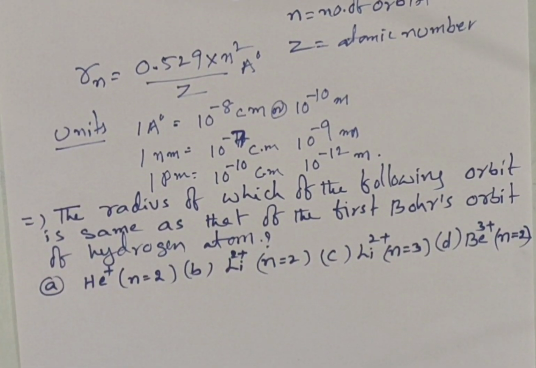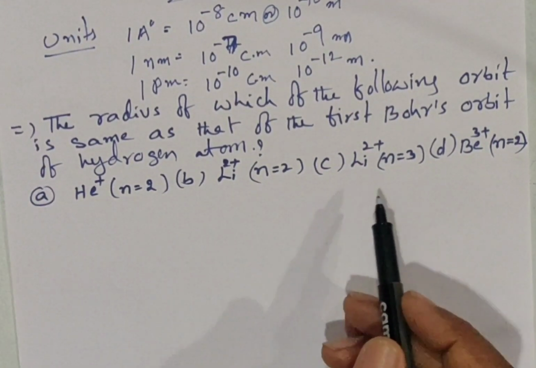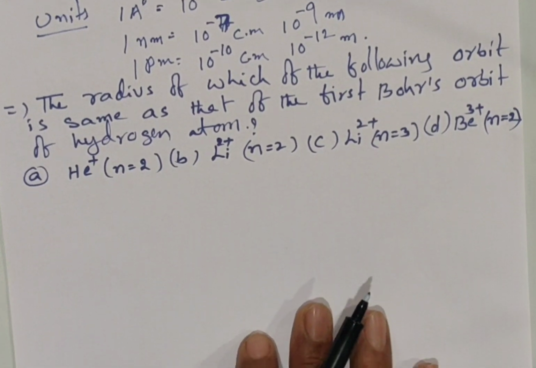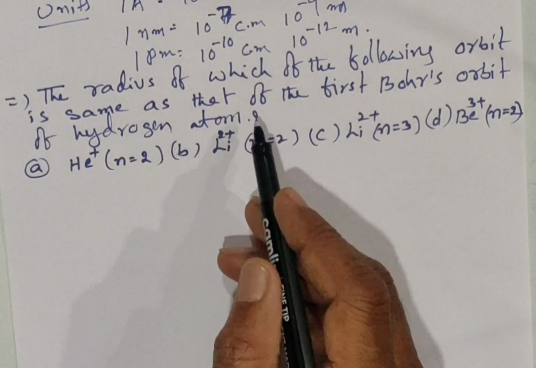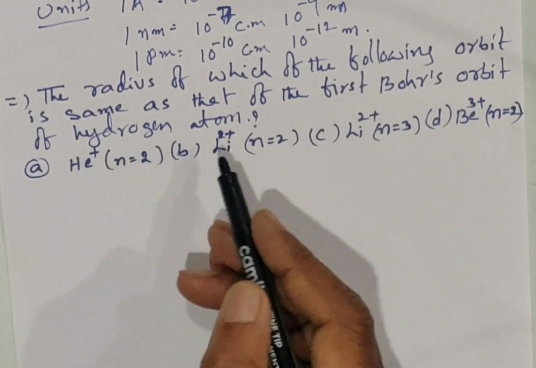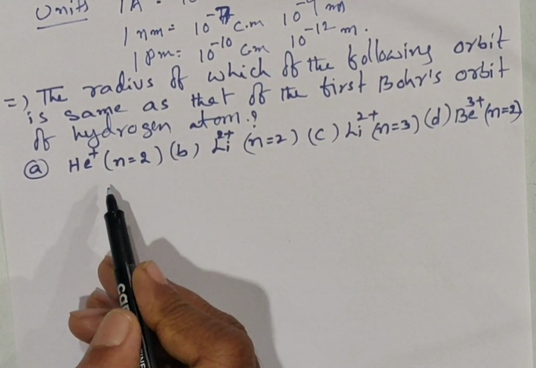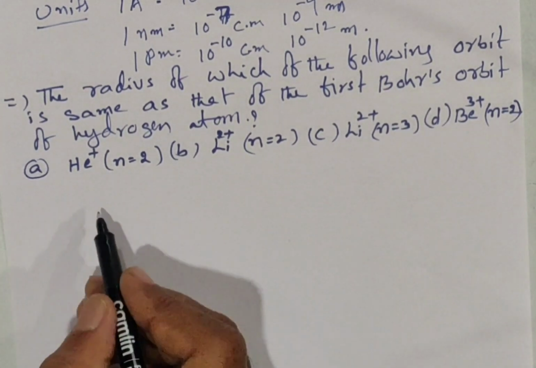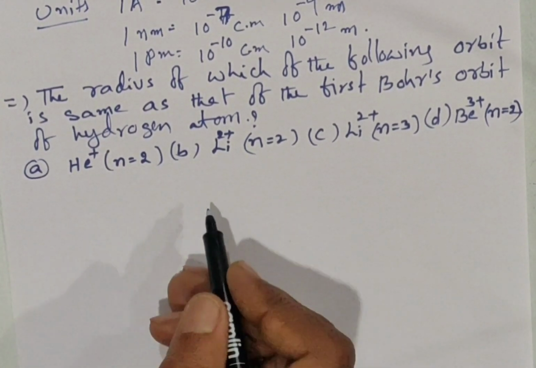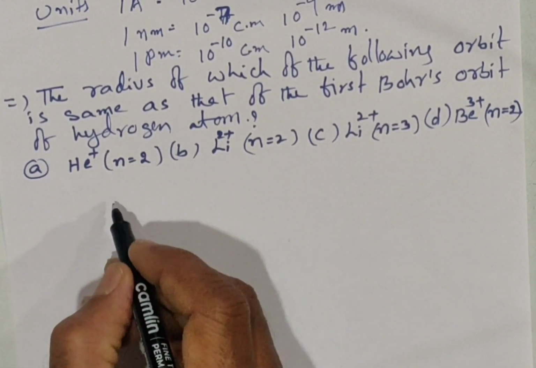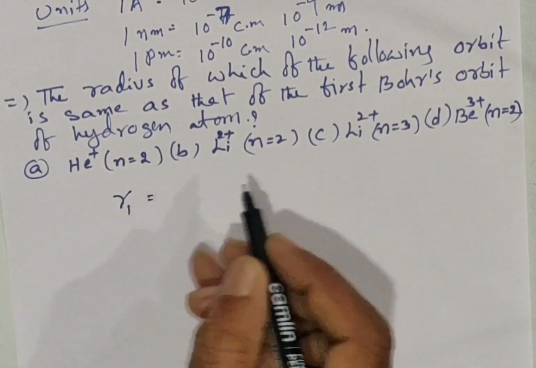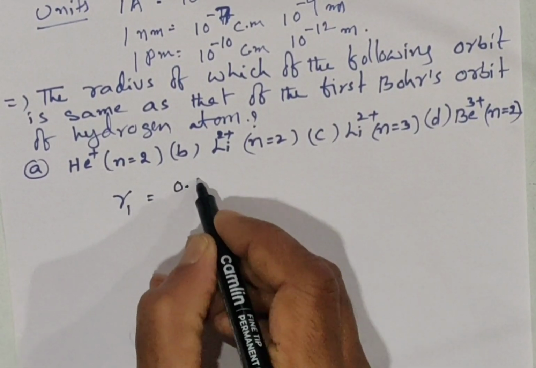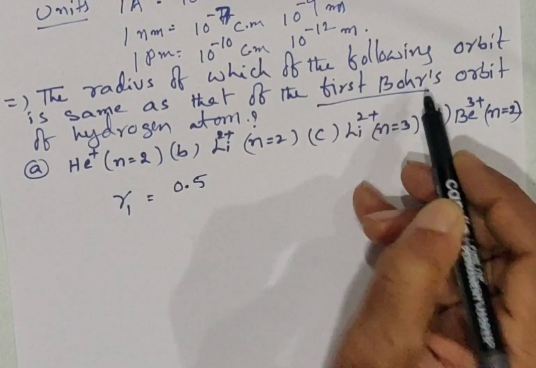Next, dear students, this model is very important and basic, and this was given in the previous examination. That is, the radius of which of the following orbits is the same as that of the first Bohr's orbit of hydrogen atom? So the given options are these. Now we have to calculate the first one. Rn means first orbit. First orbit of Bohr's orbit is 0.529.